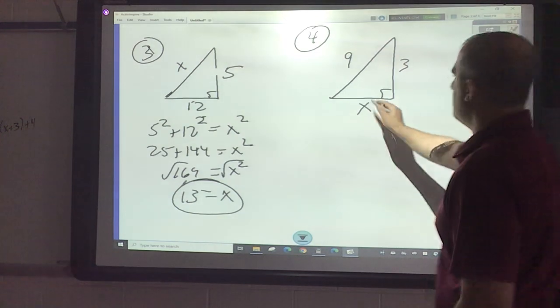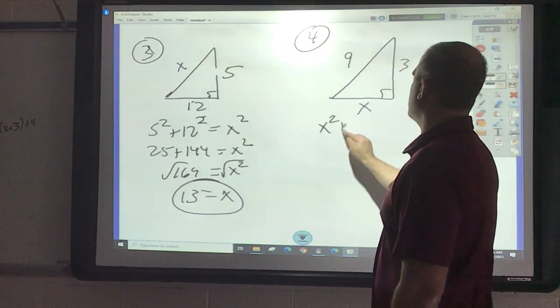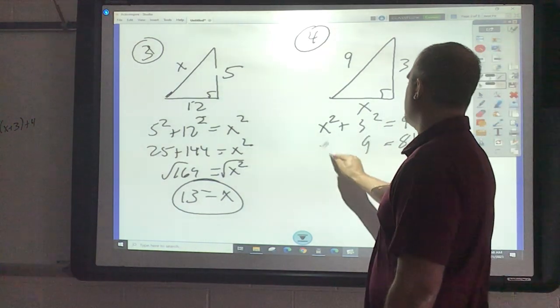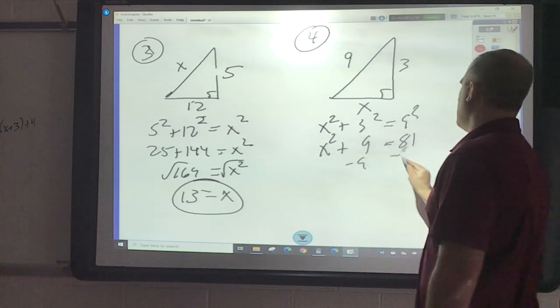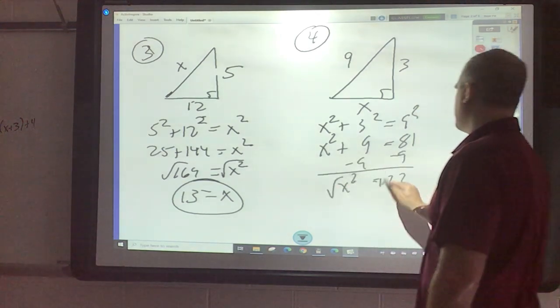This one, this is the hypotenuse here. So it's x squared plus 3 squared equals 9 squared. That's 81 and 9. Subtract 9. That's 72. And take the square root of 72.